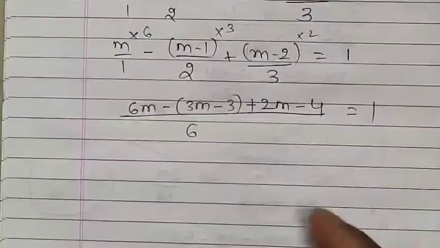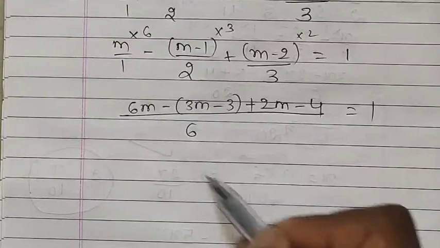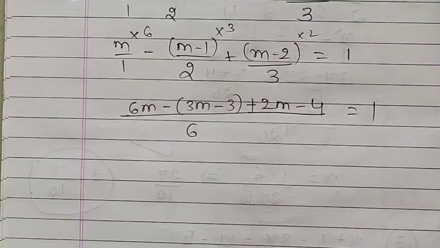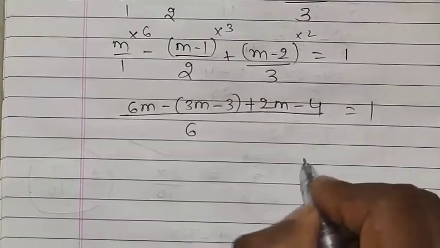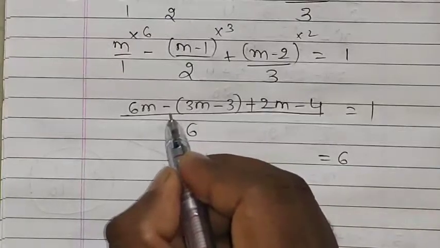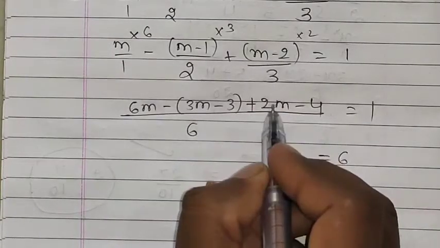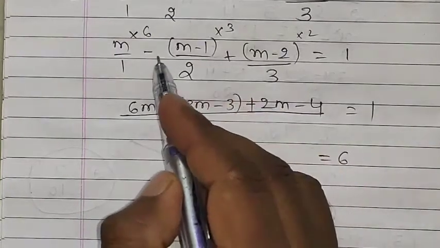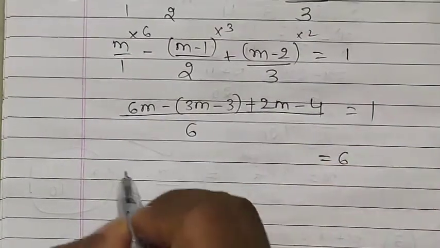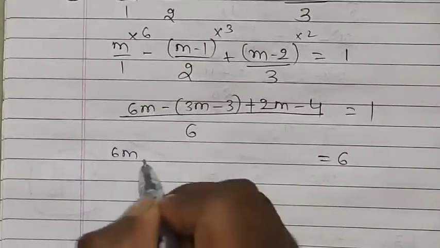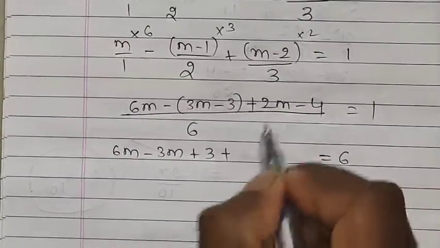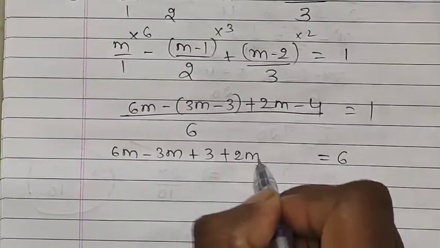This denominator 6 is there, I am going to shift to the right side. Division 6 after shifting will become multiplication: 6 1s are 6. Next I will open this bracket. Because of minus I wrote it inside the bracket. Here not written because plus is there, but where minus is there the signs are going to change after opening the bracket. Next, 6m, minus into plus is minus 3m, minus into minus is plus 3, plus 2m minus 4, as it is: 2m minus 4.